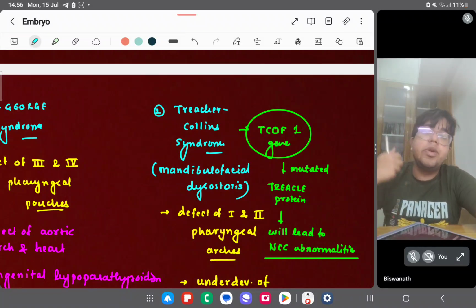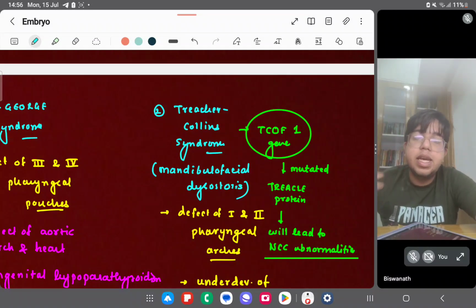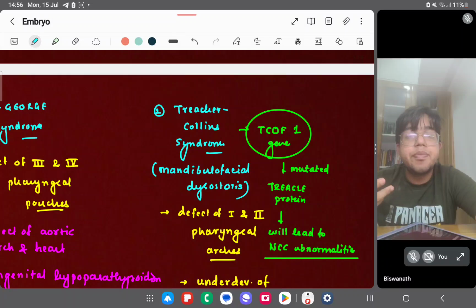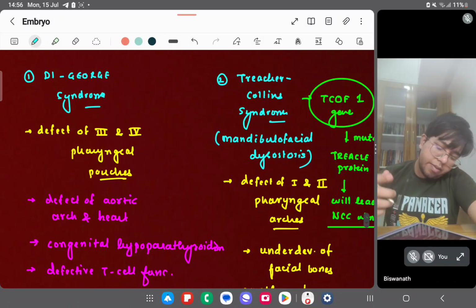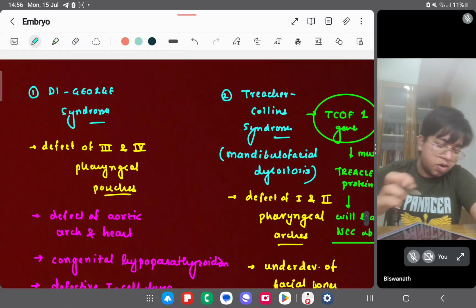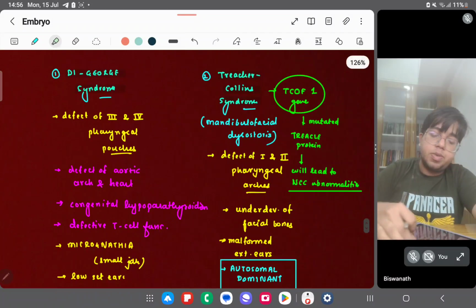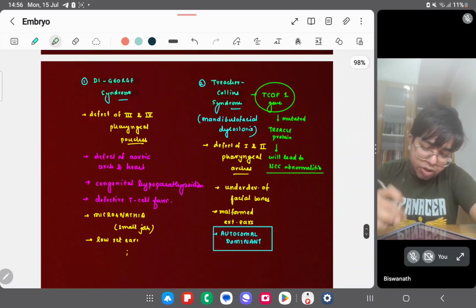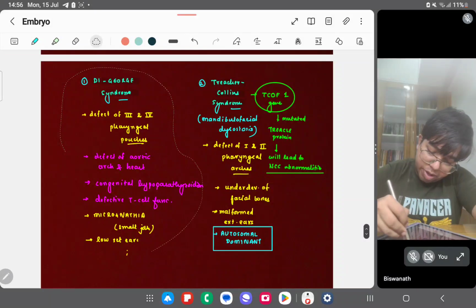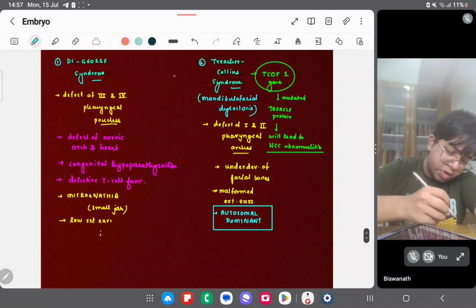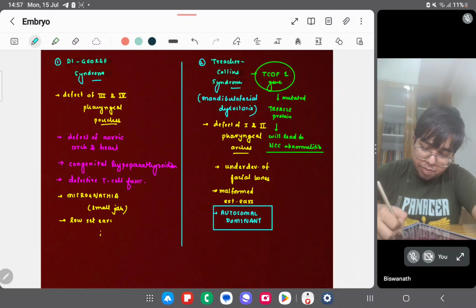Here you may have various abnormalities like hearing defects, drooping eyelids, underdeveloped cheekbones, many things. Micrognathia may also be seen in Treacher-Collins syndrome. So DiGeorge syndrome and Treacher-Collins syndrome are two abnormalities you have to remember in this pharyngeal arches topic. The two are different, so don't confuse them.